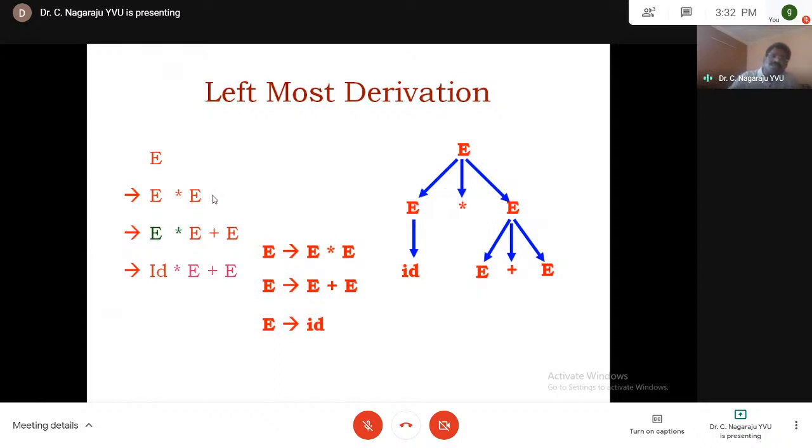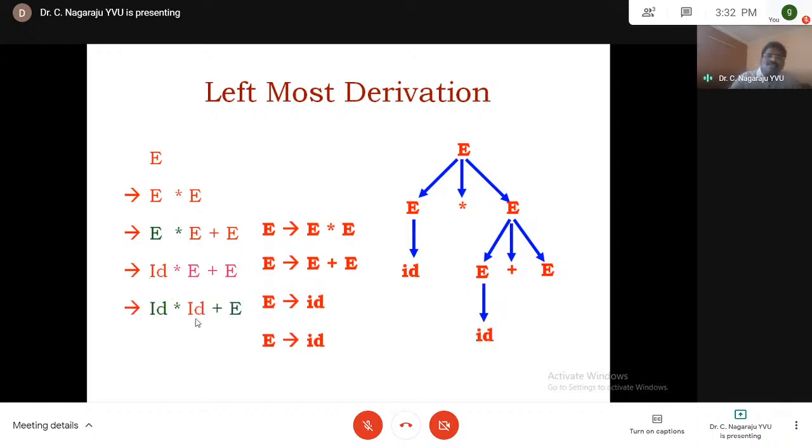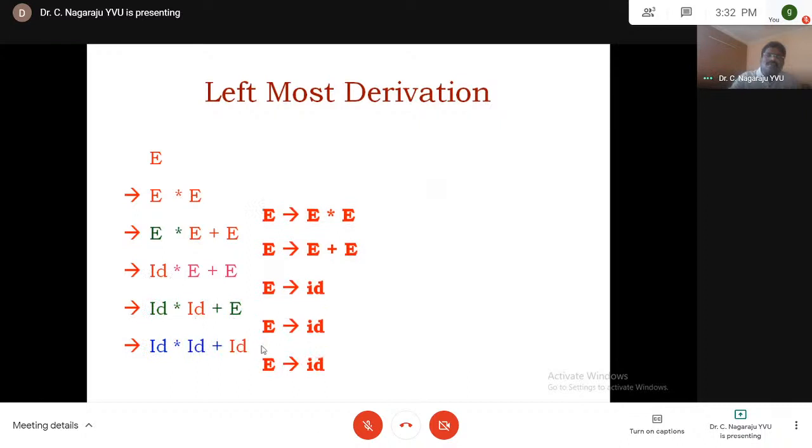So here you see that E star E plus I. Then you take E is equal to ID, and this E is replaced with E plus ID. So the evaluation should be like this. Suppose you see first ID, next second ID, and next third ID. So the evaluation is from left to right. This is called leftmost derivation. For example, you see the graph.